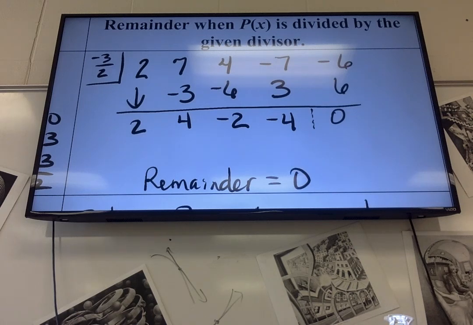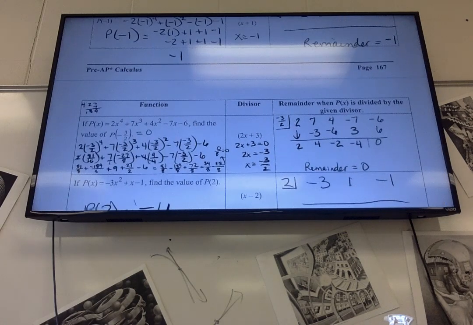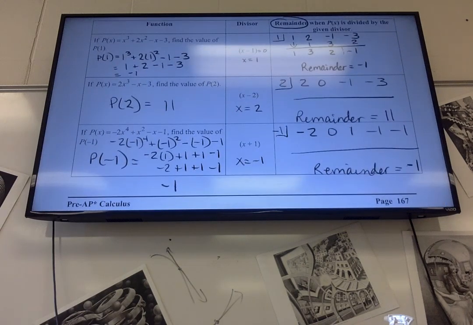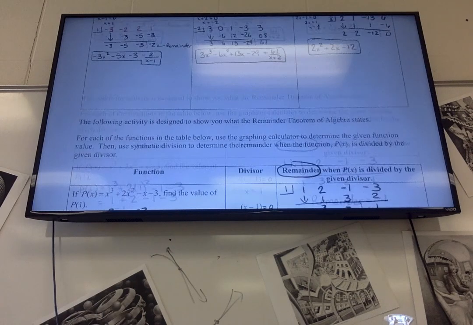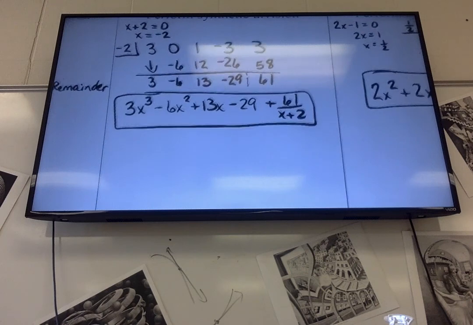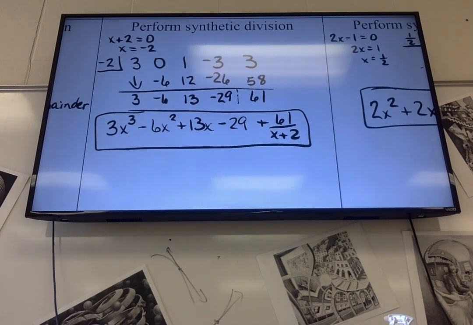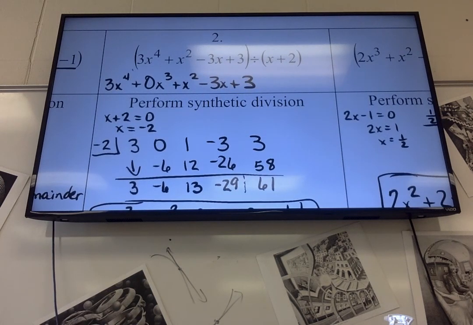Now we did all that in hopes that you notice what? What do you see? The remainder is the same as what it equals. Yes. If you plug in p of 2 and you divide by 2, that is the remainder. So like if up here you wanted to check this work and see if 61 was right, you could just plug negative 2 into this equation and you should get 61.